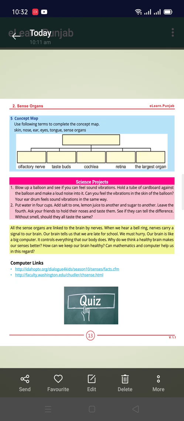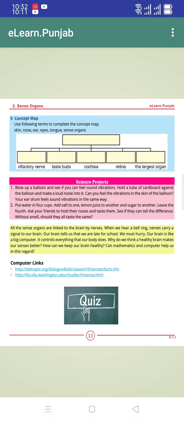And then there is a yellow box, and it is important. All the sense organs are linked to the brain by the nerves. When we hear a bell ring, nerves carry a signal to our brain. Our brain tells us that we are late for school. We must hurry. Our nerve signals carry our emotions and feelings, and if they are not working, then we will have no sense, no emotions and no feelings.